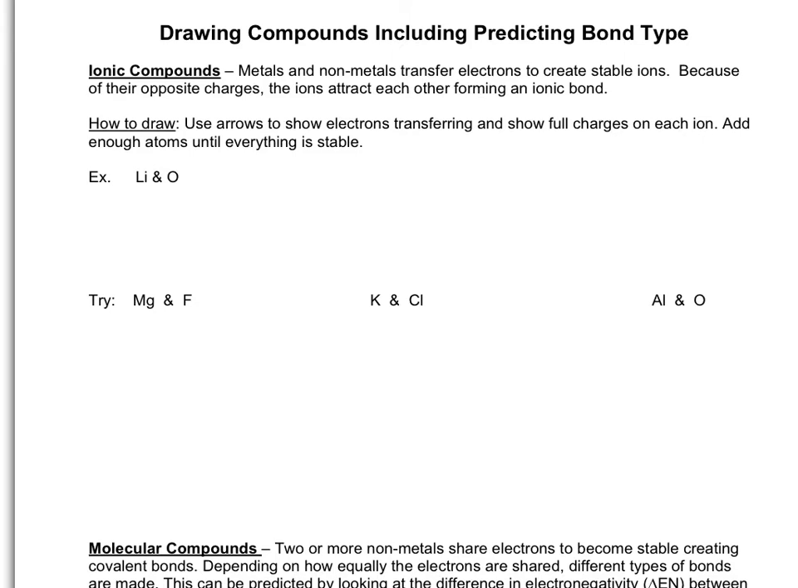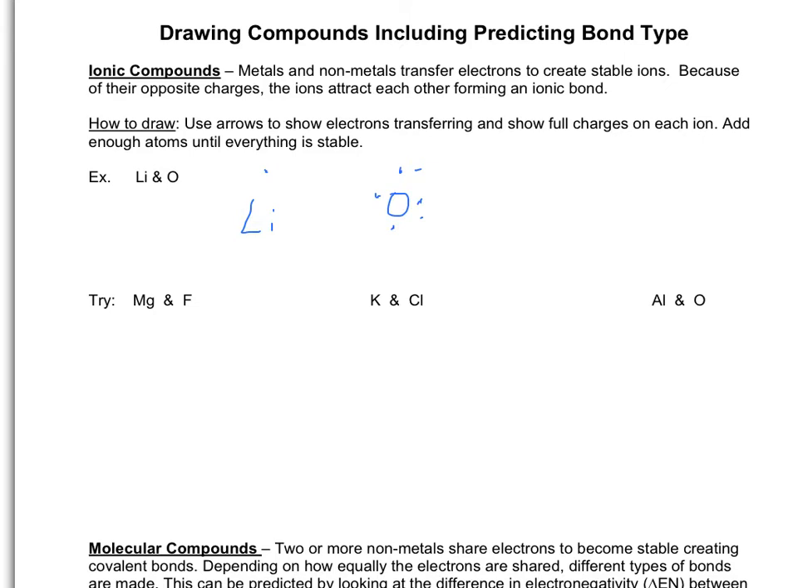Often it takes more than two elements to become stable. So continue to add enough atoms until everything has 8 electrons or no electrons in their outer shells. Here's an example: lithium and oxygen. Lithium is in group 1 on the periodic table. That tells me that it has 1 valence electron. Oxygen is in group 16, so it has 6 dots on its Lewis dot diagram. Because lithium is a metal and oxygen is a non-metal, they're going to form an ionic bond.